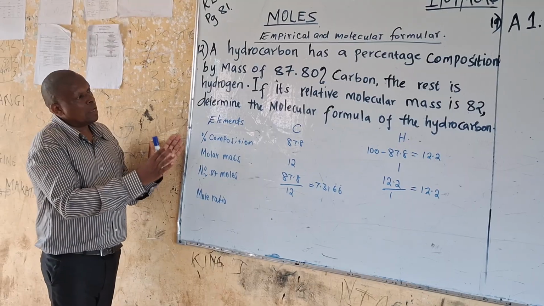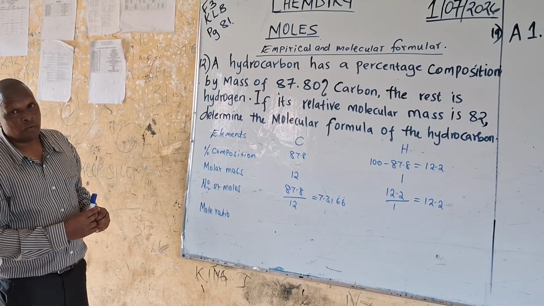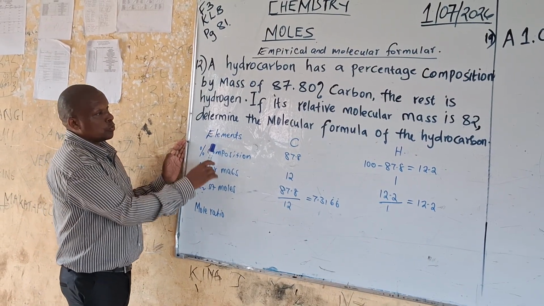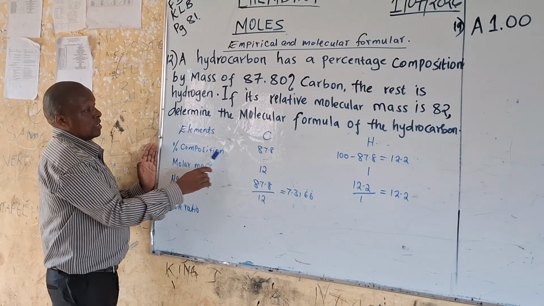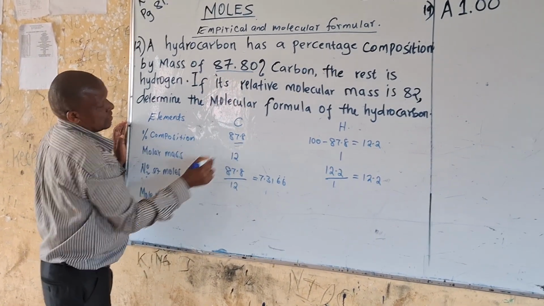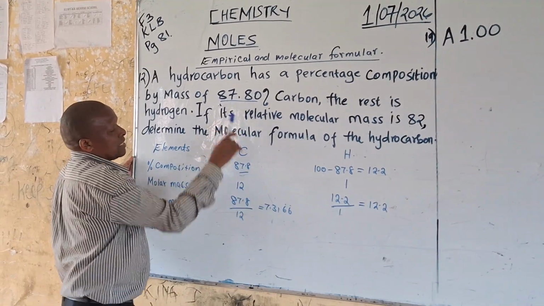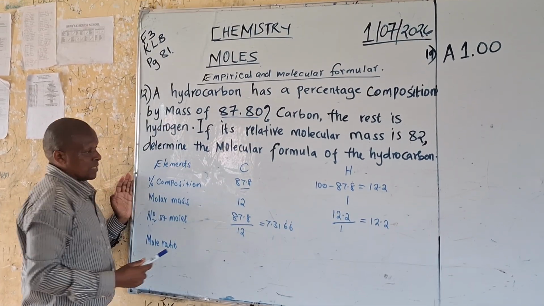Before we get the molecular formula of the hydrocarbon, we are supposed to get the empirical formula. So we start by indicating the elements. The elements are two, carbon and hydrogen. Percentage composition, carbon is 87.8, which is this one. And the hydrogen will be now 100% minus 87.8, which we get 12.2%.